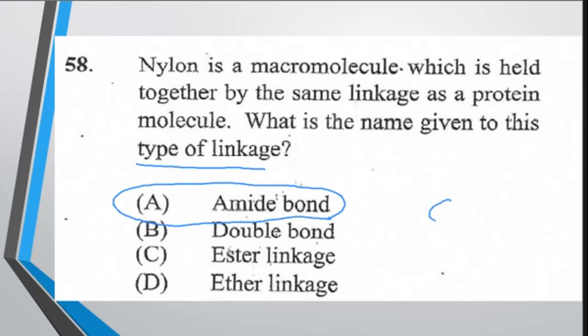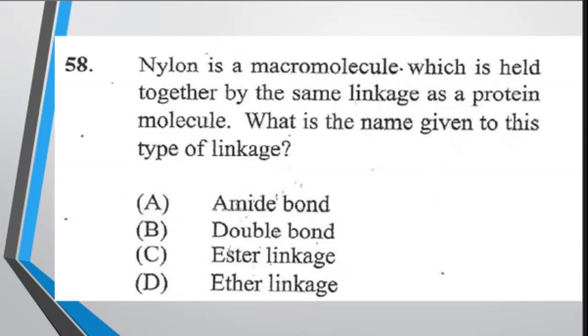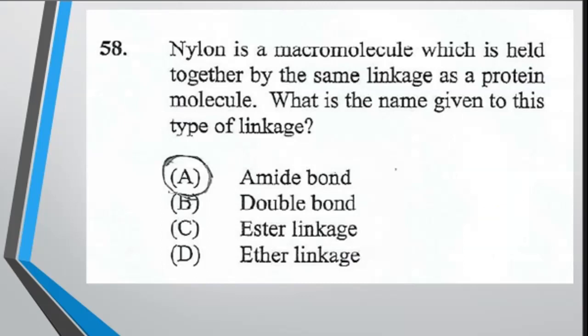And just to remind ourselves, that is the C double bond O, NH bond. Right? That is your amide bond. C double bond O, NH bond. Your amide bond. So the answer to 58 is A as in apple. A as in apple. All right, guys, we are nearing the end.